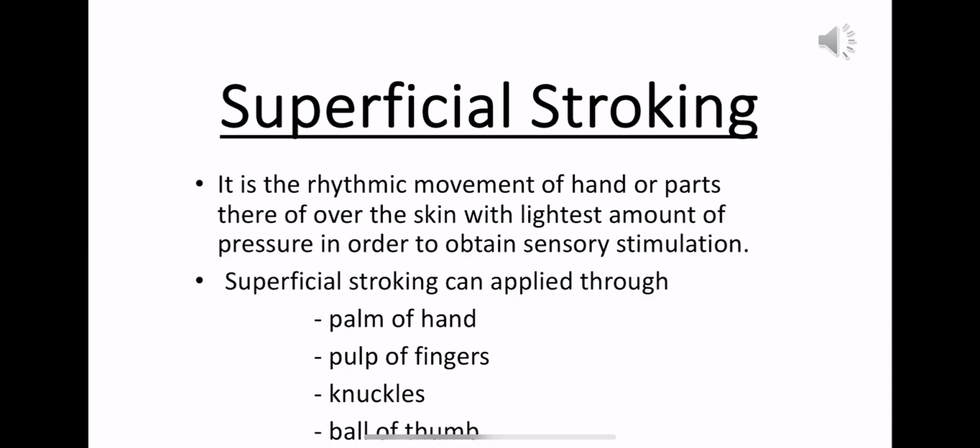Superficial stroking. It is the rhythmic movement of the hand or parts thereof over the skin with the lightest amount of pressure in order to obtain sensory stimulation. Superficial stroking can be applied through the palm of the hand, pulp of the finger, knuckles, and ball of the thumb.